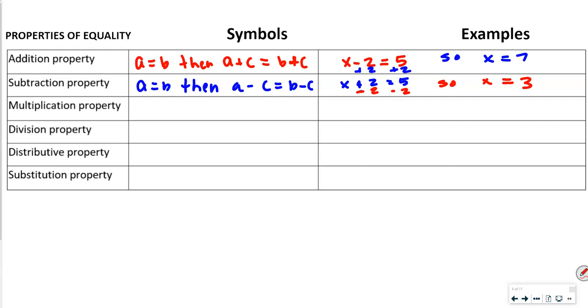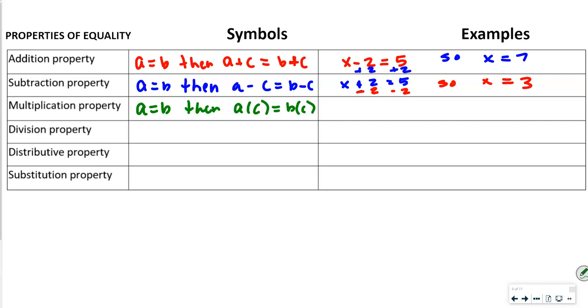Now at any point going through this, if I'm going too fast, you guys need to pause the video, okay? All right, so the next one is multiplication. So once again, we're going to say A is equal to B. If A is equal to B, then A times C is equal to B times C. Okay, so let's talk about what that looks like.